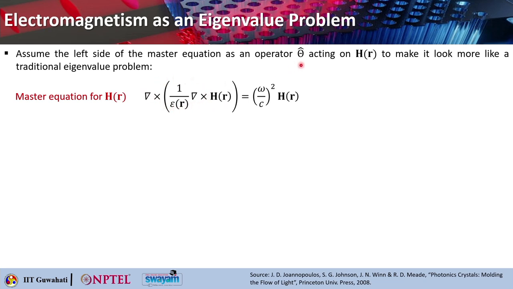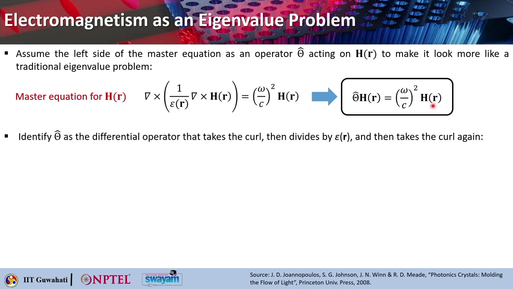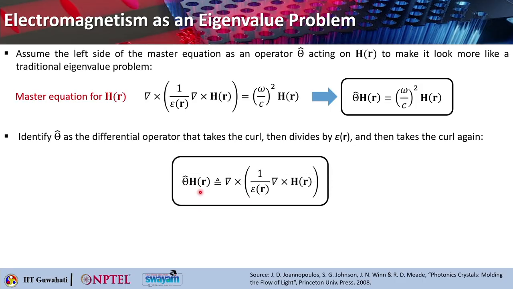if you assume that as an operator theta cap, which is acting on the magnetic field, okay, then this master equation can be rewritten like this: you have a Maxwell operator that operates on the magnetic field and gives you a constant times that same function. So, it looks pretty much like an eigenvalue problem. So, what is this theta cap? This is basically the differential operator that takes the curl of the magnetic field, divides by epsilon r, and then again takes another curl. Okay? So, theta cap HR is basically this.